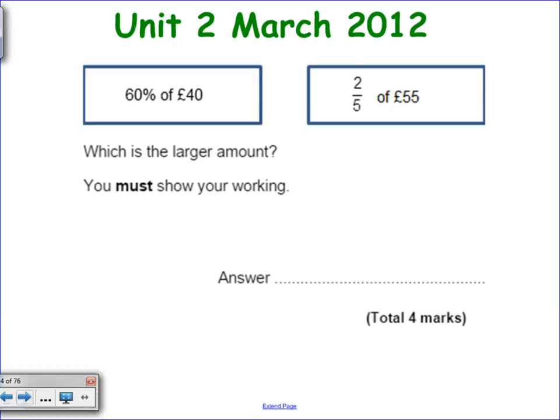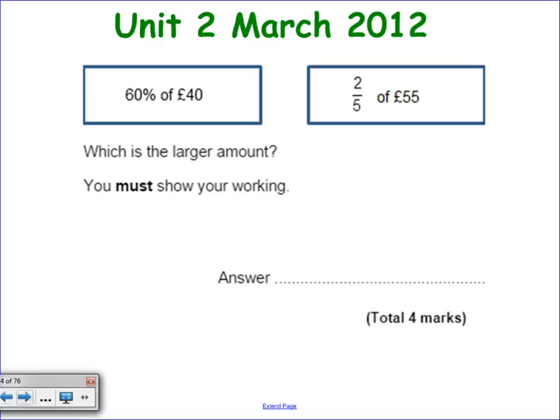And they will ask you questions like this that you're going to get given, like deals for buying tellies or hire purchase or whatever. And one will be something to do with percentages, and the other part of the question will be to do with fractions, and then another will be a decimal in there somewhere. But this one is just comparing a percentage of an amount and a fraction of an amount. So have a go at that one and say which is the larger amount. You must show your working out. There's 4 marks for this one. This is more realistic mark-wise. So which is the larger amount? 60% of £40 or 2/5 of £55?